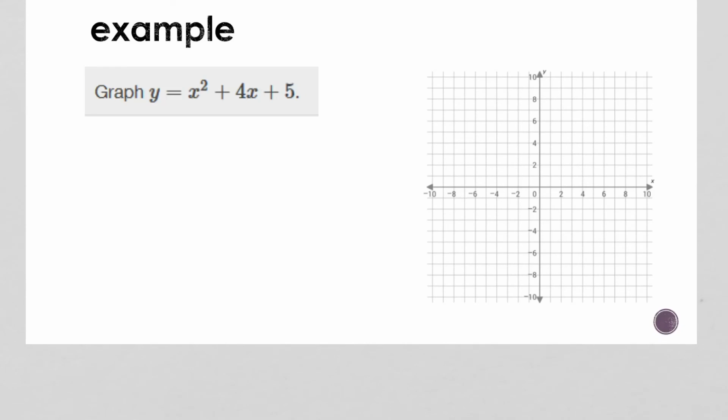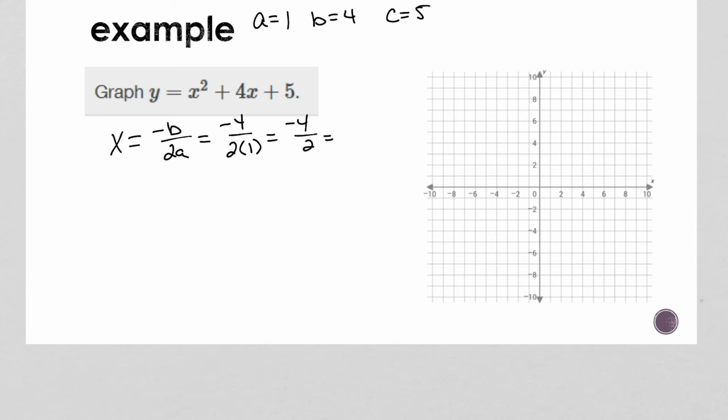Okay, so again, first thing I want to do is I want to find my vertex. Okay, so the x-coordinate of my vertex is -b over 2a. So my a is 1, my b is 4, and my c is 5. Okay, so opposite of b is -4 over 2 times 1. So that's -4 over 2, which is -2. Okay, so that's my x-coordinate.